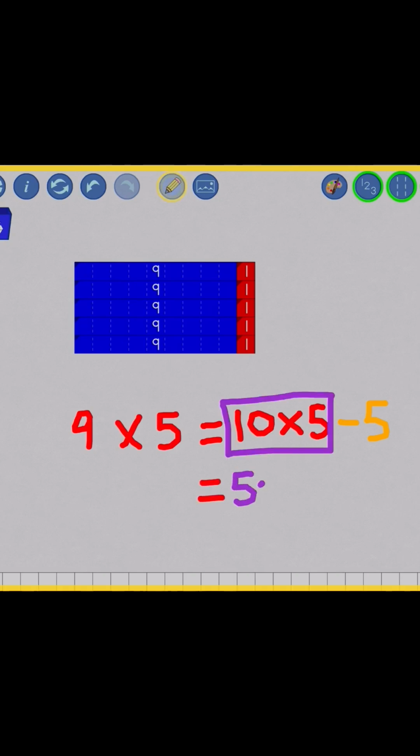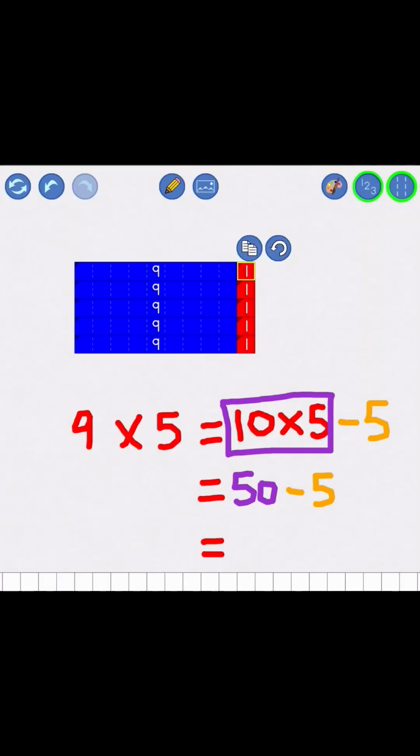10 times 5 equals 50. And then we take out 5 from 50. So 50 minus 5. 50 minus 5 equals 49, 48, 47, 46, 45. So it equals 45.